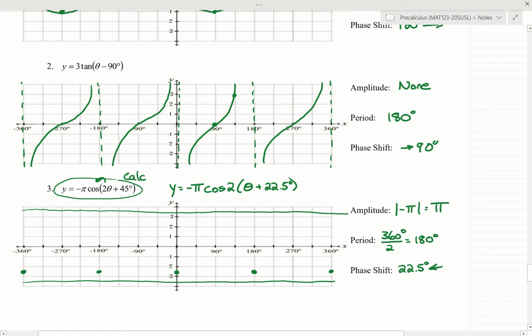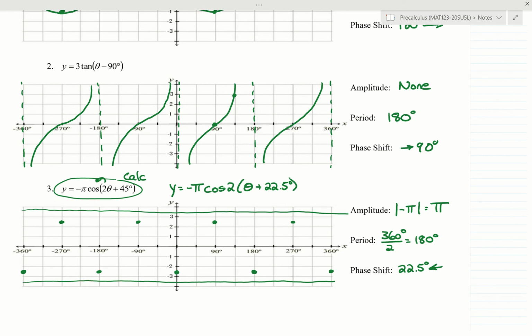So now let's try 90 degrees. 90 degrees is 2.22, all right? So 180 degrees before and after. Looks something like that. And 22.5 degrees to the left is our phase shift.